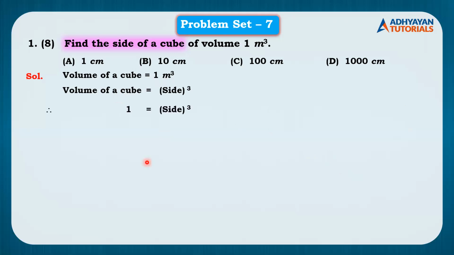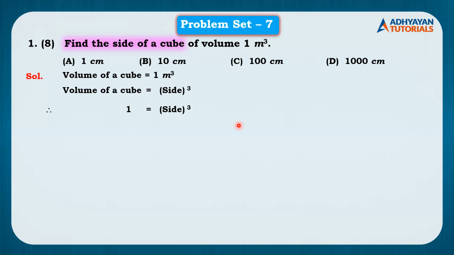I hope, did you understand this? Because volume of cube was given 1 meter cube. So we have substituted the value of volume of cube as 1 and rest remains same. Now this step is very important for us to understand. Normally, ये step समझना बहुत जरूरी है.